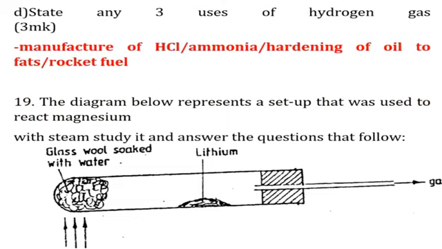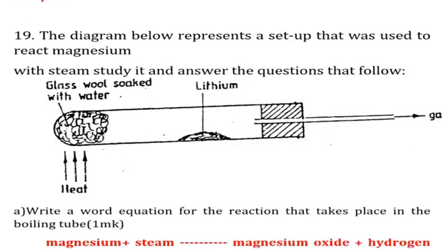Next, state any 3 uses of hydrogen gas. It is used in manufacture of hydrochloric acid. It is also used to manufacture ammonia. It is also used in hardening of oil to fat. It is also used as a rocket fuel.